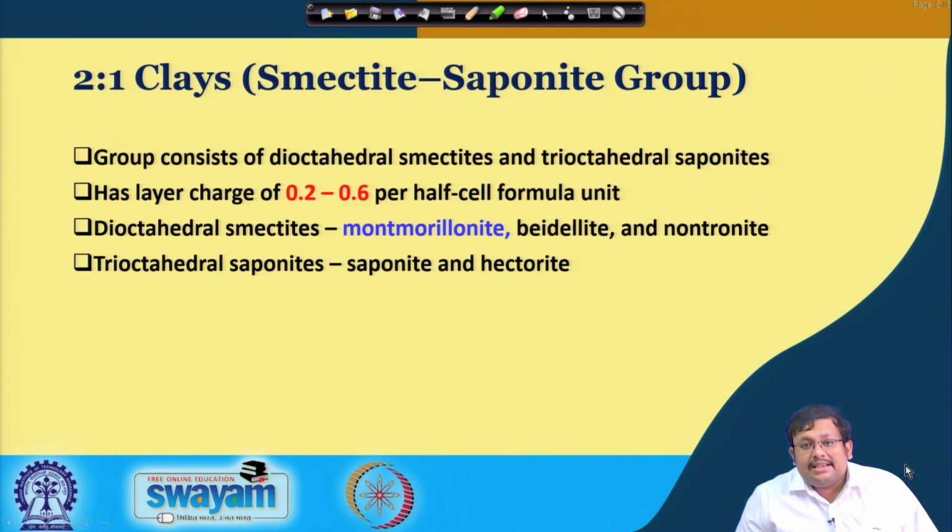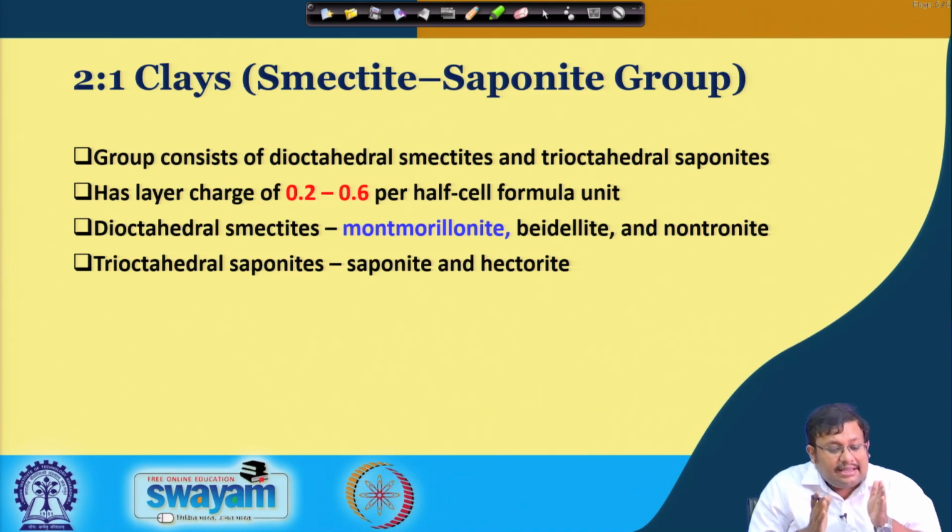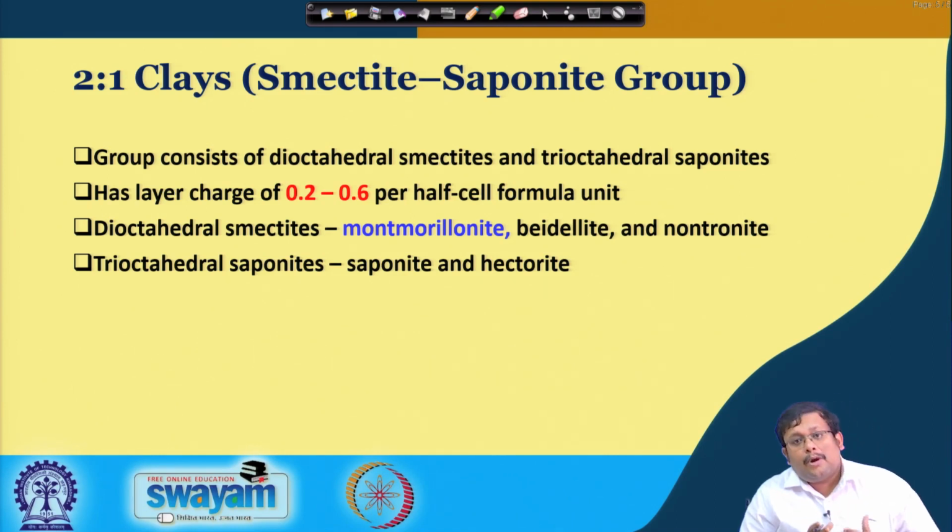Let us move ahead and see what are the other important 2:1 type of mineral. Let us discuss the smectite group. This is one of the major, very important groups, and this group consists of dioctahedral smectite and trioctahedral saponite, and it has a layer charge of 0.2 to 0.6 per half cell formula unit.